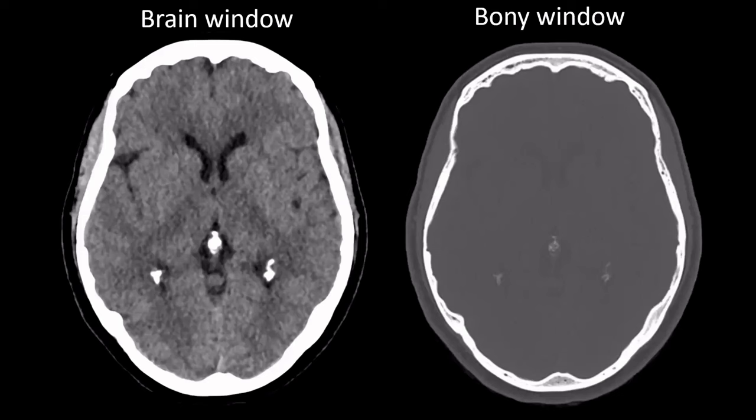Okay, let's apply this a bit. I'm showing you images of a brain window and a bony window, and that's what you typically get when you do a CT of the brain.